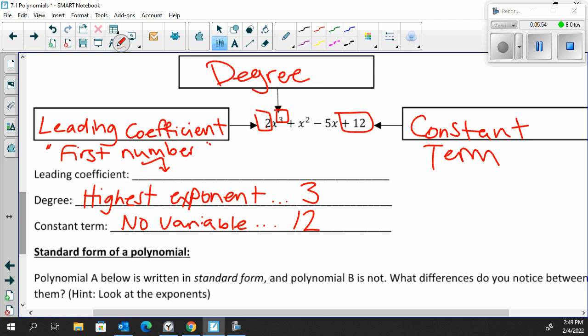So those are the main pieces. You got a leading coefficient, that's the first number. You got a degree, that's the highest power. And you got a constant term with no variable. Just make a little bit of sense?